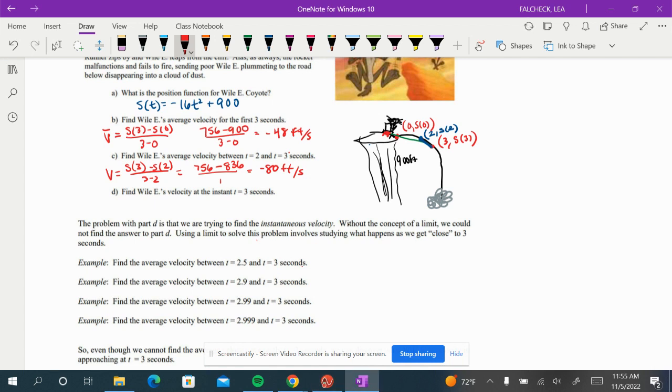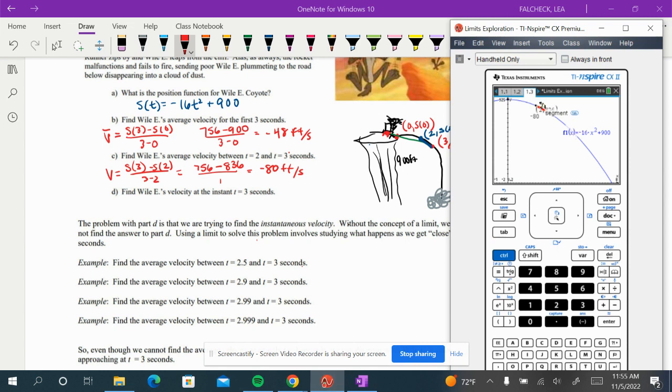So let's look at D. Find Wiley's velocity at the instant t equals 3 seconds. At the instant t equals 3 seconds. Well, I can go ahead and look at the table, right? And I can look at 3, and it says that the height is 756. But if I'm trying to look at the instant, you'll see that there's like nothing I can compare it to. If I'm trying to do the change in y over the change in x to find the average velocity, there's no second point that I can subtract to find that average velocity.